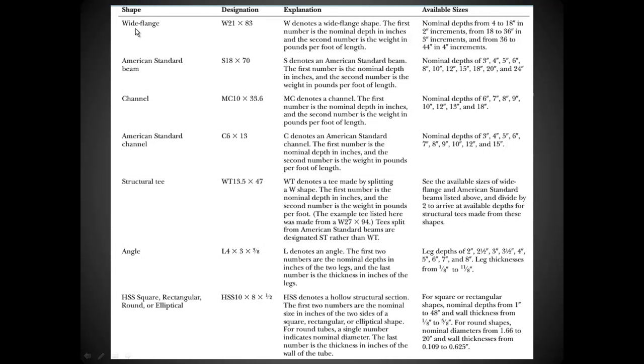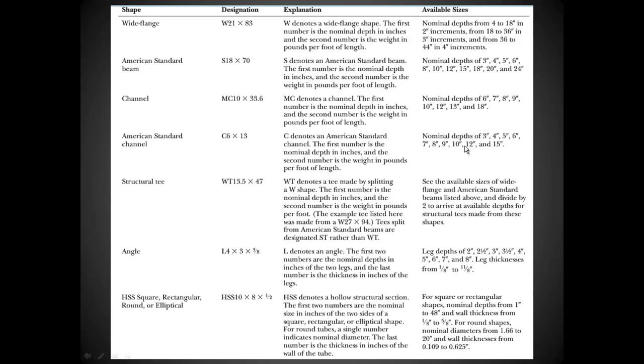So here we have the definitions. Wide flange beams, W21 by 83. W denotes the wide flange shape. First number is the nominal depth in inches, and the second number is the weight in pounds per foot. Same with the S designation, the channel. This one, MC10, would be 10 inches tall, 33.6 pounds per linear foot.